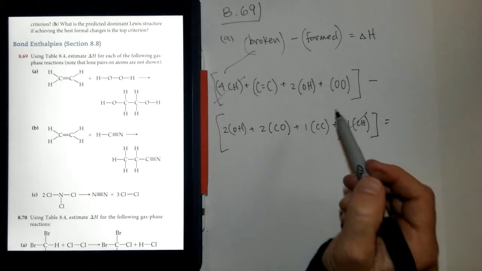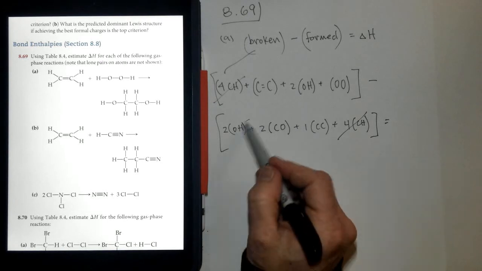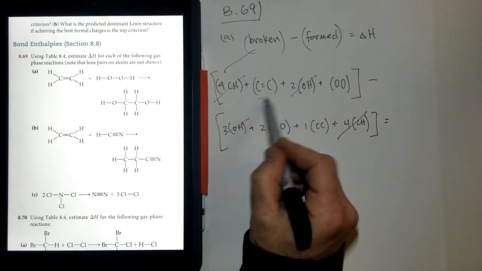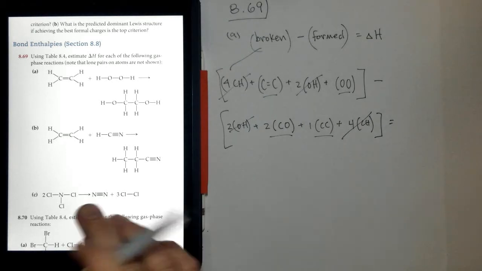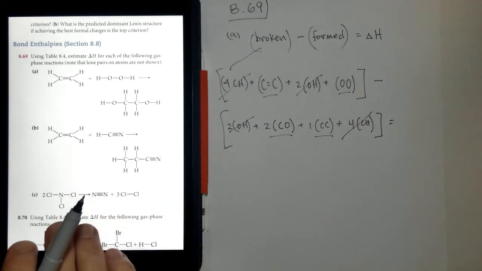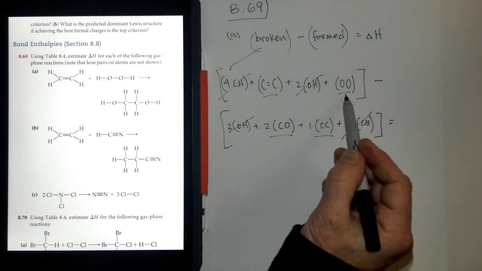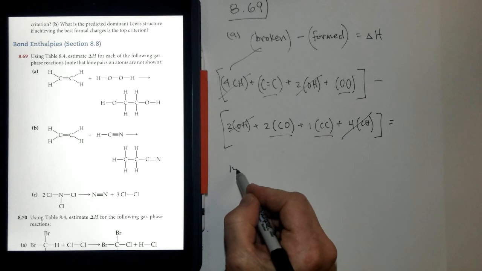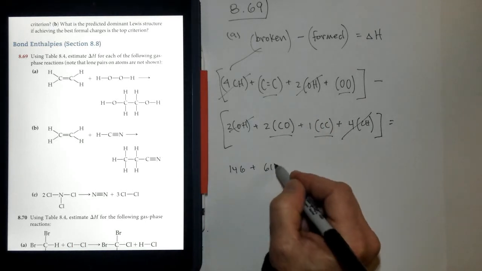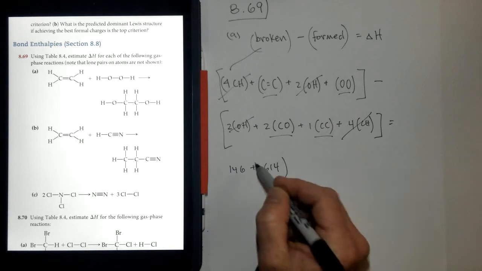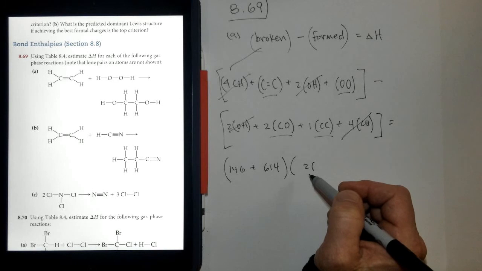Yep, you're right. And there are 2 O-H bonds right here and 2 O-H bonds right here. And now you have a few less bonds to look up on the table. And so now we need to go back to Table 8.4 and find those. And the oxygen-oxygen single bond is 146. The carbon-carbon double bond is 614. And then we have 2 times the carbon-oxygen single bond, which is 358.